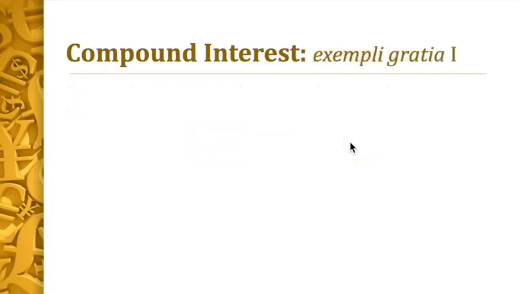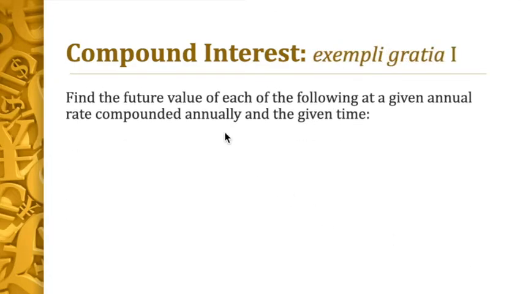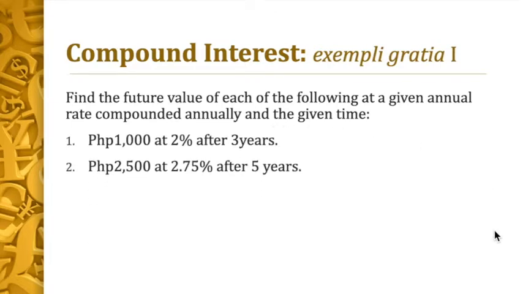For example, number one, find the future value of each of the following at a given annual rate compounded annually and the given time. Let's try to answer this. For number one, recall our formula: P times quantity of 1 plus r, closed quantity, raised to t. Clearly our P is 1,000. So 1,000, using my calculator here, times the quantity of 1 plus 2%, which is 0.02, close parenthesis, raised to 3.